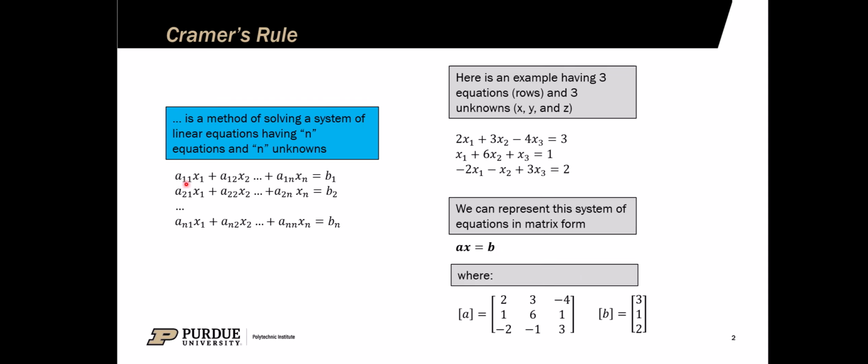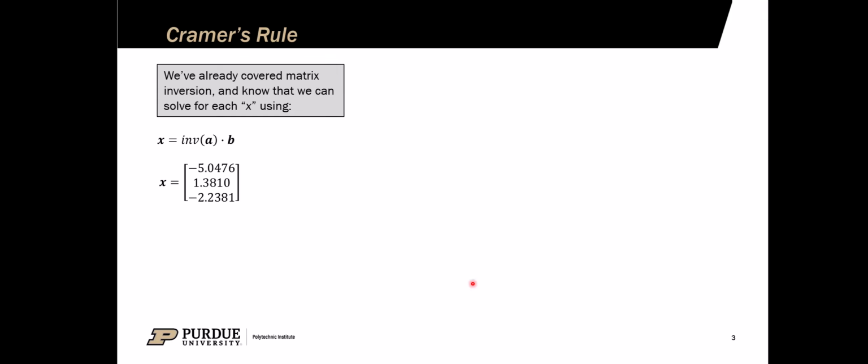So again, just to quickly review the subscript numbers here, the first one is the row, and the second one is the column. So you can see row 1, row 2, all the way down to row n, and column 1, 2, and n. Okay. Again, you've solved these systems of equations before using this method where you invert the matrix A and multiply by the column vector B. In this case, the solution is shown here. x1 is minus 5.0476, x2 and x3.